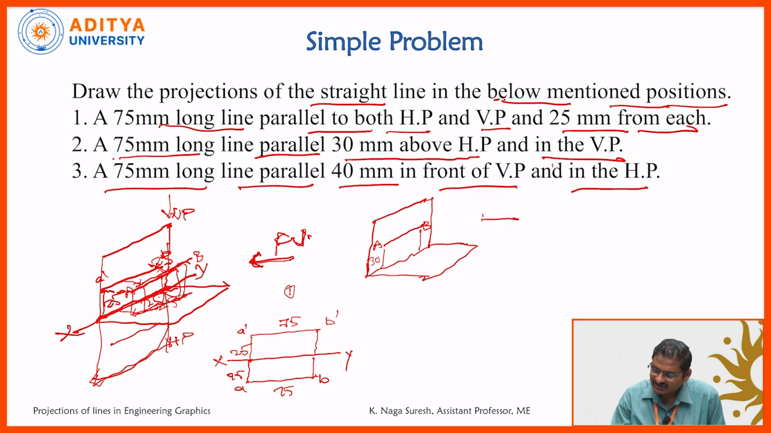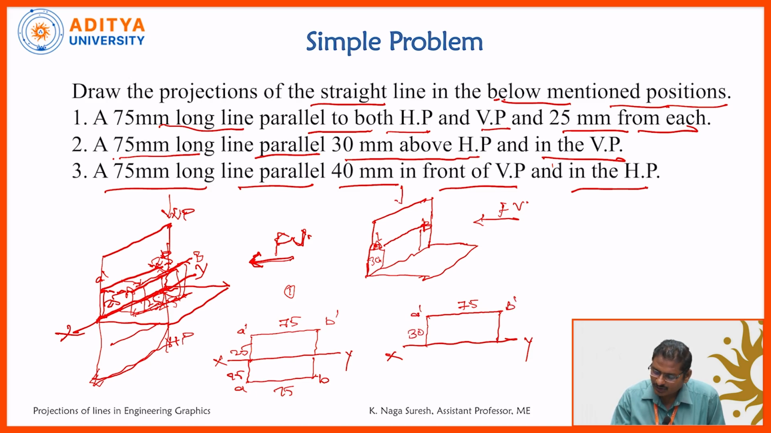When we see the front view, the true shape is visible in the front view. So this is A dash, B dash, and the distance is 30. This is the XY reference line. Take the projection line at 30 mm. This is the true shape of the line, 75. This is the front view A dash, B dash, so this is 30 mm.